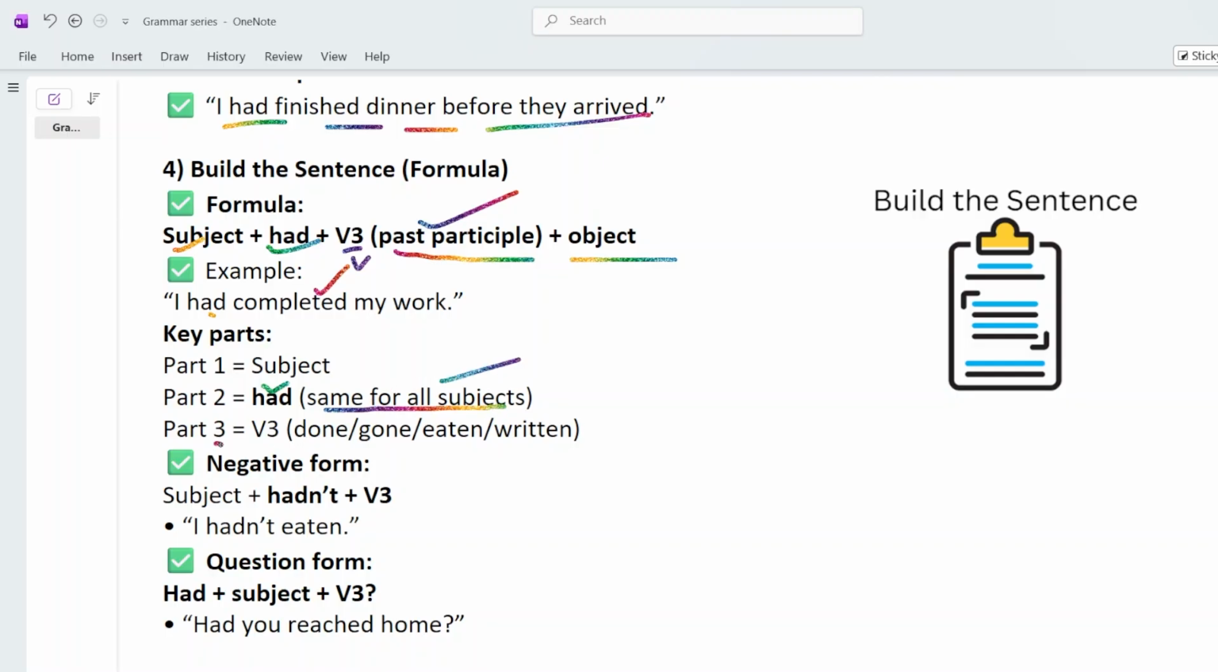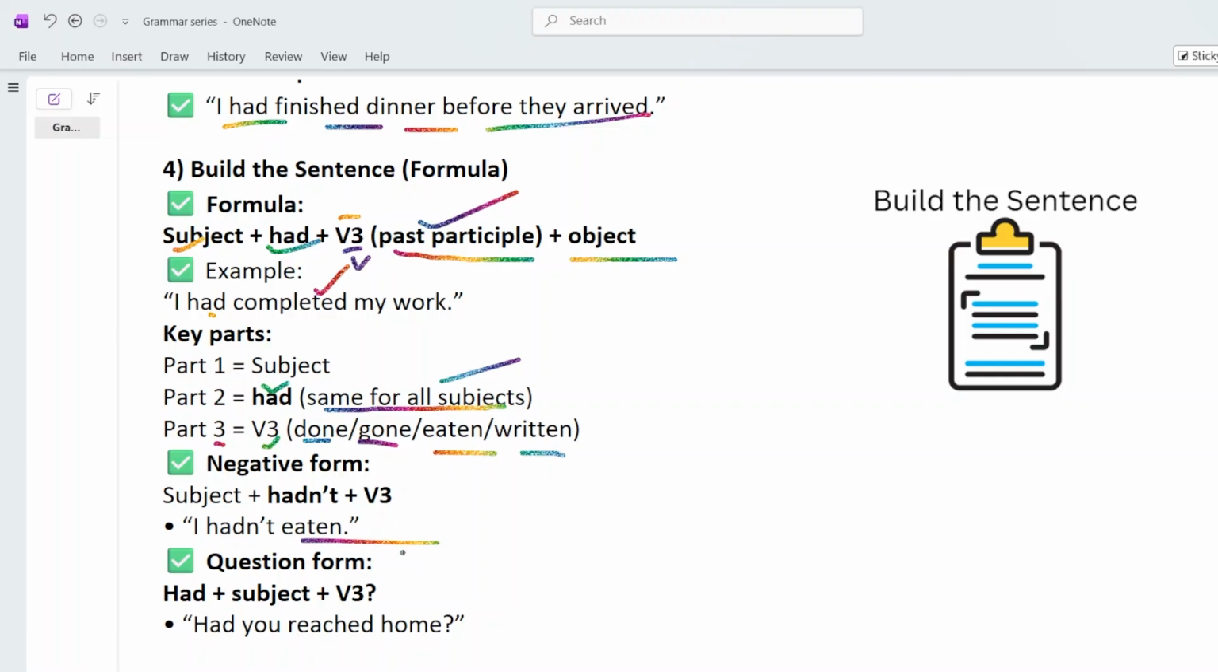And part 3, as you know, is the V3 form, that is done, gone, eaten, written, words like this. Let's quickly look at the negative form for today. Negative form, as I already told you in the past lessons, is an inclusion of the word not. Had not. So subject plus had not plus verb 3. I had not eaten. Eaten is verb 3.